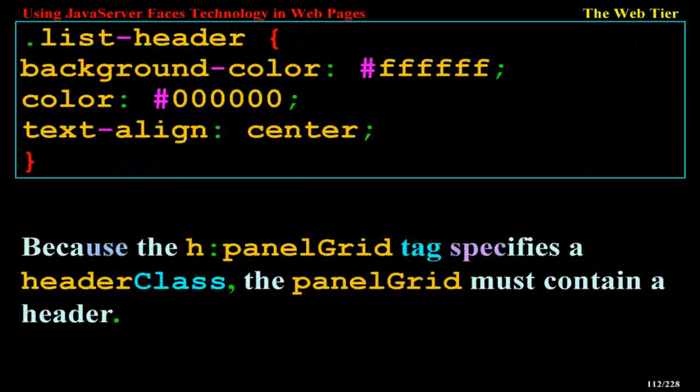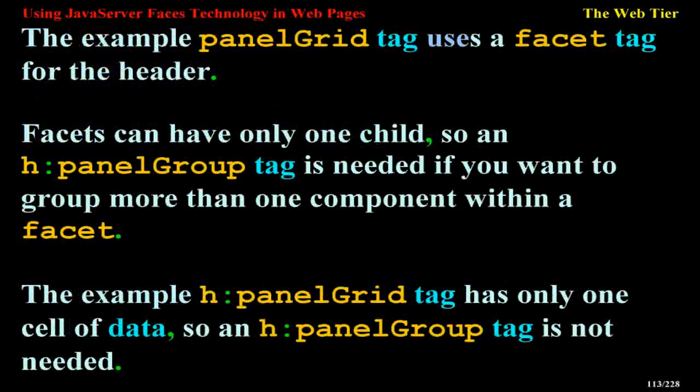FFFFFF. Color: 00000. Text align: center. Because the h:panelGrid tag specifies a header class, the panel grid must contain a header. The example panelGrid tag uses a facet tag for the header.